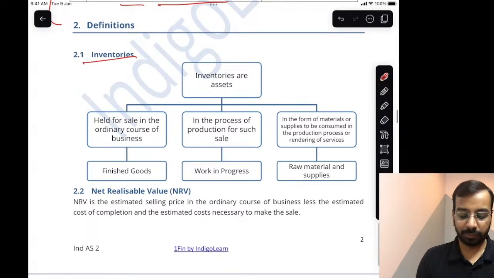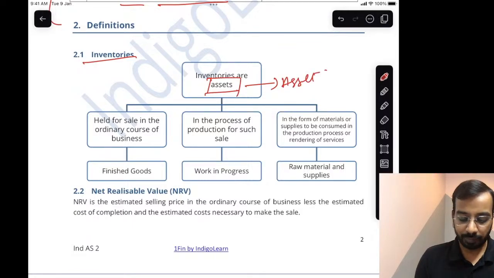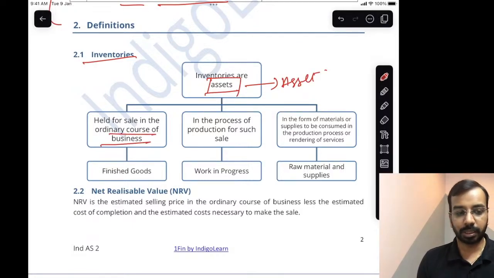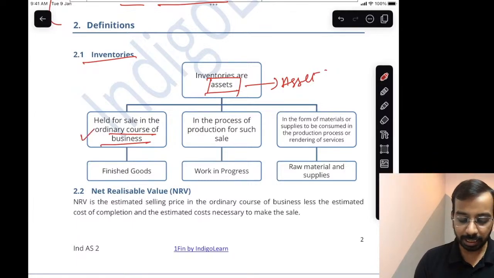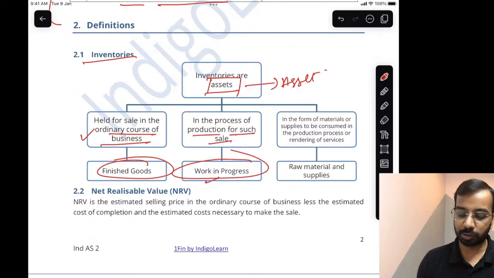Now, what are inventories? These are assets, so you need to meet the criteria of an asset, which are held for sale in the ordinary course of business. So whatever you are selling in the ordinary course of business, that is inventory. This is the finished goods. Then work in process, if at all it is held in production for such sale, then also it's inventory.